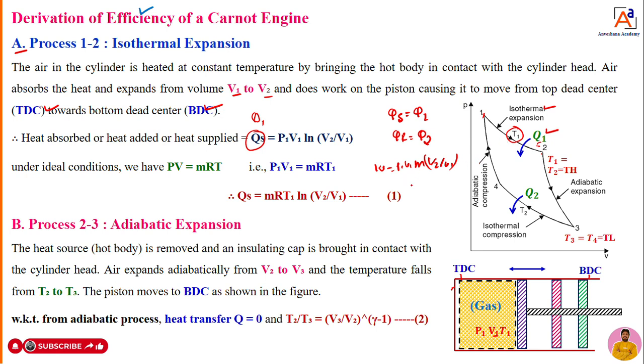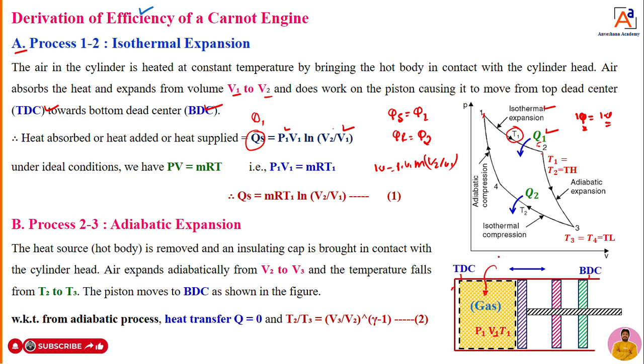This is a work done equation. According to the first law of thermodynamics, we know that the amount of heat supplied is equal to the amount of work done. So heat supplied equals work done in the isothermal process: Qs is equal to P1 V1 ln of V2 by V1. This is the equation.